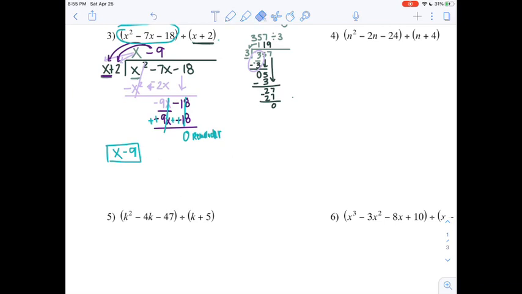Now, you can't always factor these polynomials, so you can't use the shortcut and try to factor them every single time to figure out what your answer is, because sometimes these polynomials aren't factorable, and that's how we figure out what the other factor would be.